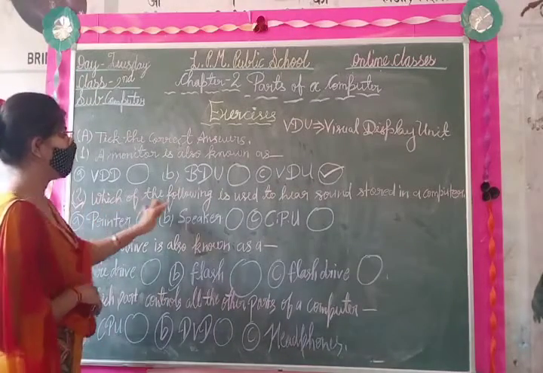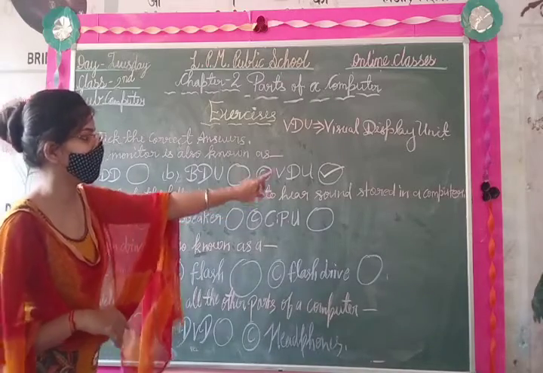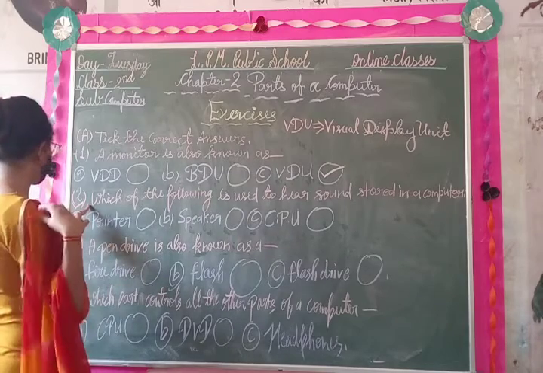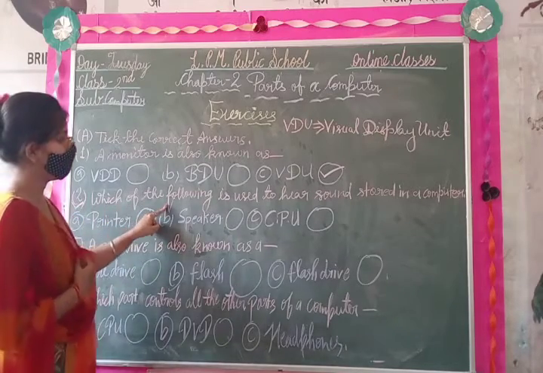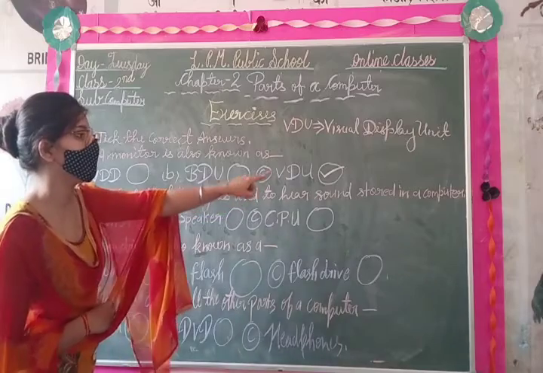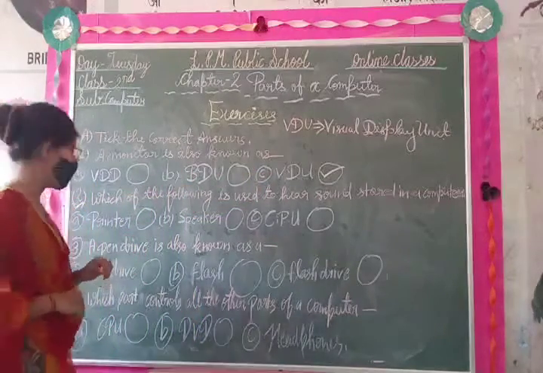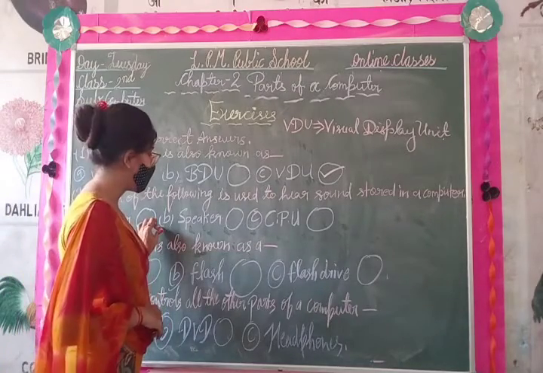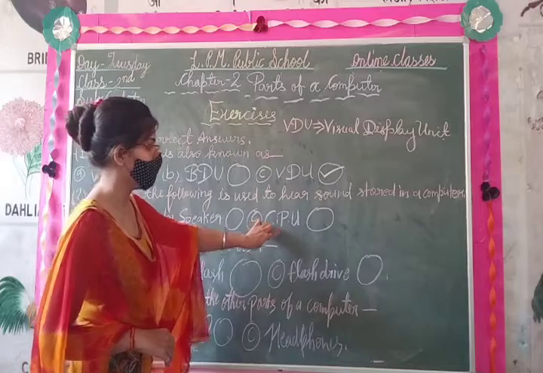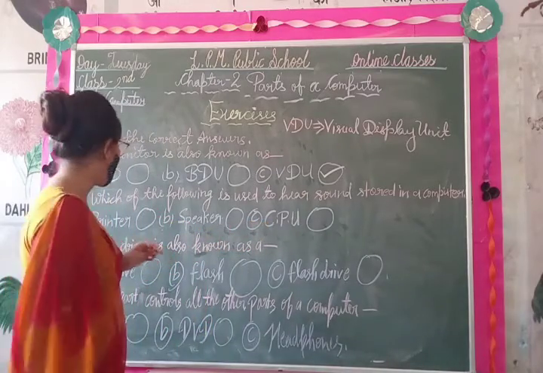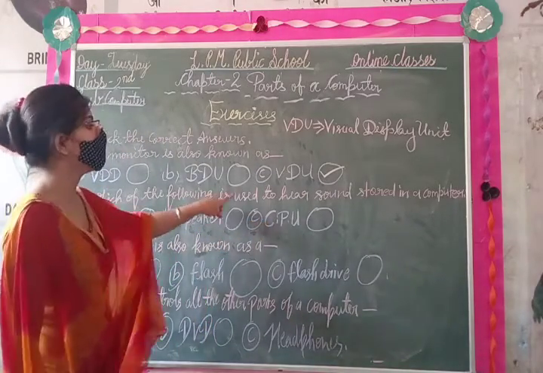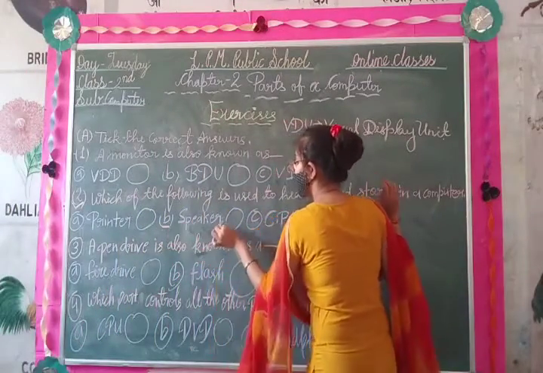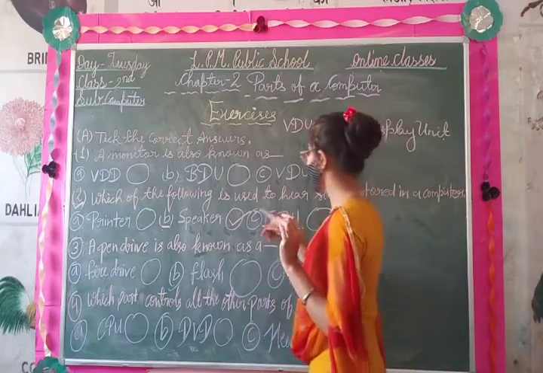Now question number 2 in the tick the correct answer. Which of the following is used to hear sound stored in a computer? Now we again read this question. Which of the following is used to hear sound stored in a computer? As we know very well, option number A is printer, option number B is speaker, option number C is CPU. So student, you know very well, a speaker is used to hear sound stored in a computer. Now we can say option number B, a speaker is the correct answer of this question.